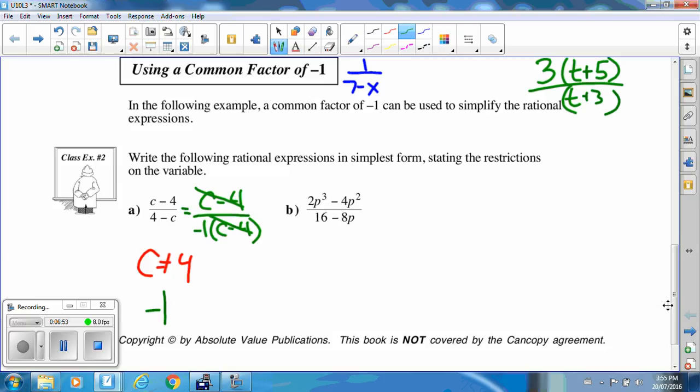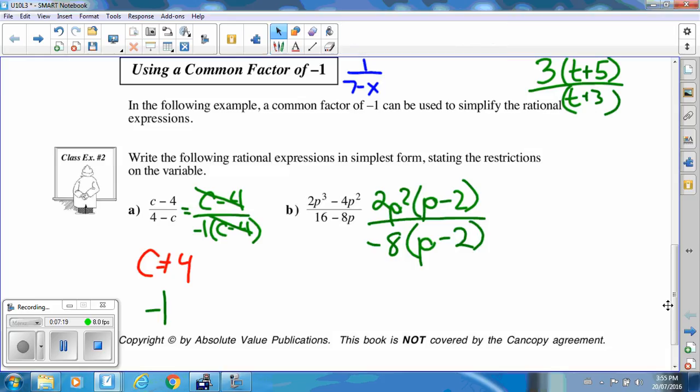This one here, 2p squared, that's going to leave me with a p minus 4p squared divided by 2p, just 2. That gets me to there. Now down here, I'm going to take out a negative 8. By taking out the negative 8, that allows me to make this positive p and negative 2 for the 16. And now I can see that shared feature.